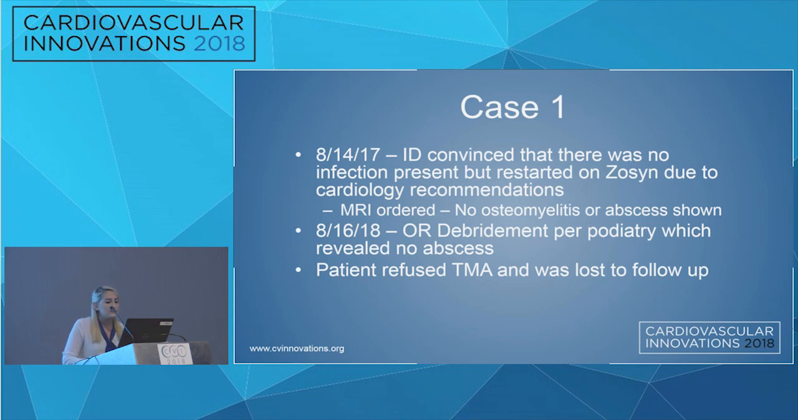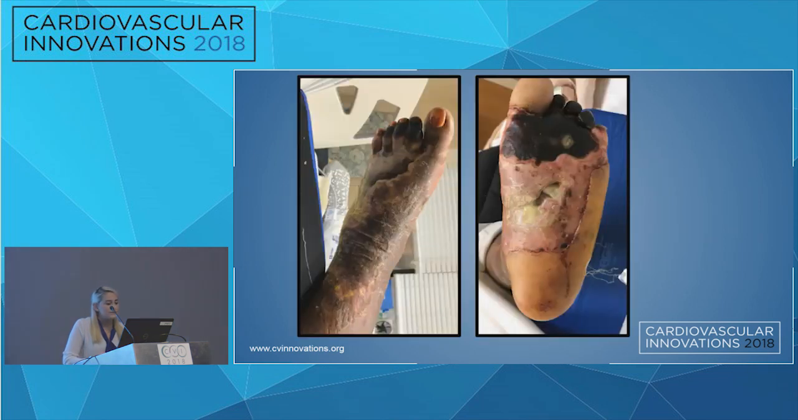No osteomyelitis, no abscess, nothing was shown on MRI, but despite that, due to the persistent nature of interventional cardiology, we took her to the OR for a debridement, which revealed no abscess, no purulence, no persistent malodor. So ultimately, we were left with this gangrenous change, and you can see where her original ulcer was right here. So she came in with this, and then she left with this, and it was really unfortunate. We had offered her a TMA, to which she refused, and she was ultimately lost to follow-up after being placed in a skilled nursing facility.